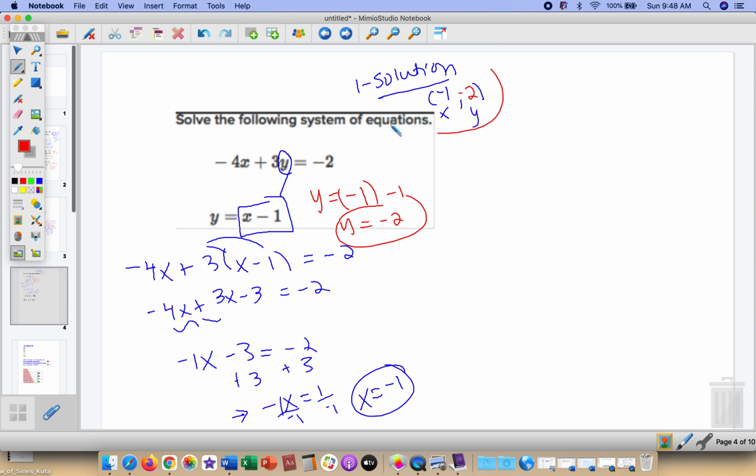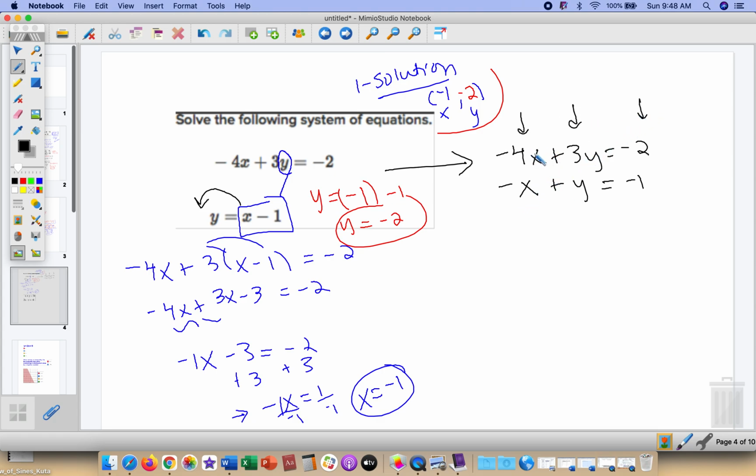Now, if you want to do elimination, you need to make sure the x's and y's line up. So I have on top negative 4x plus 3y equals negative 2. If I subtract x from the one side, I get negative x plus y equals negative 1. Now my x's, my y's, and my constants are lined up in columns.